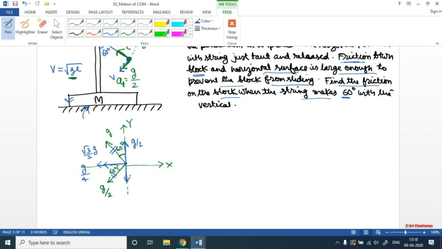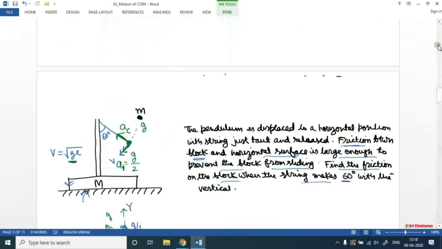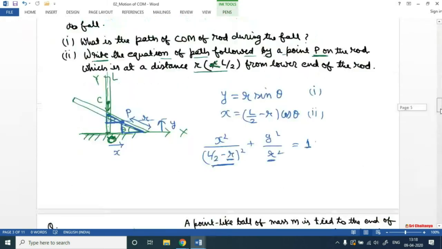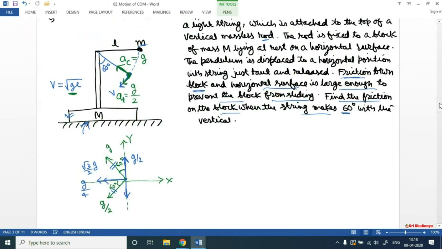I think I have made some mistake over here. Sorry. Tangential acceleration would be g sine theta, and sine theta is going to be root 3 by 2 g. So this component is root 3 g by 2 over here. So what we can say, g cos 60 degree, that would be root 3 g by 4.